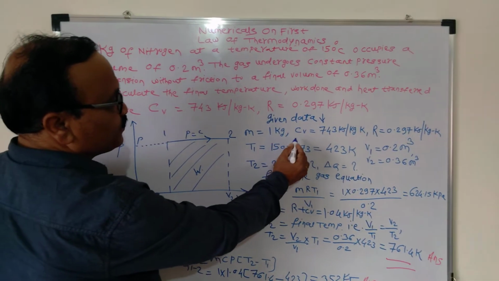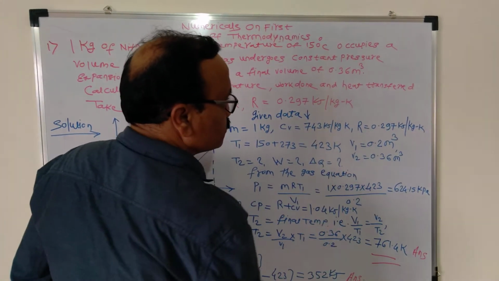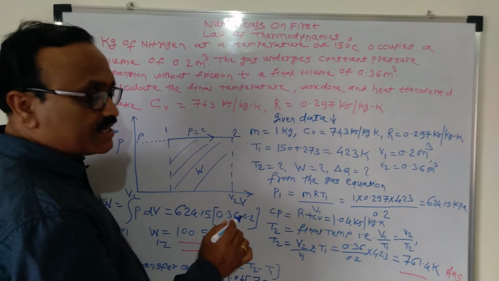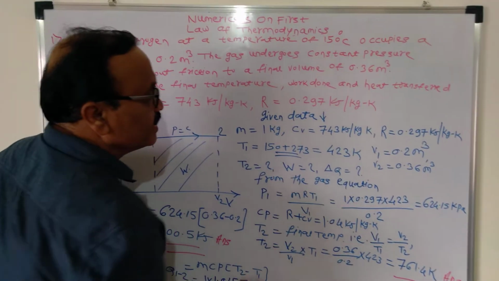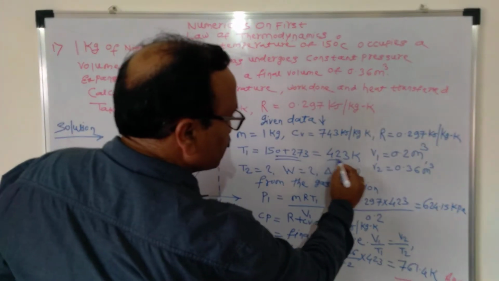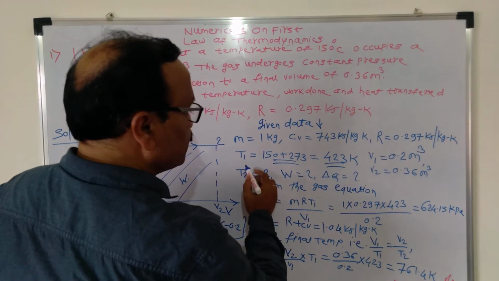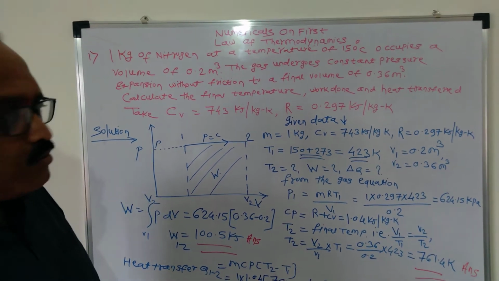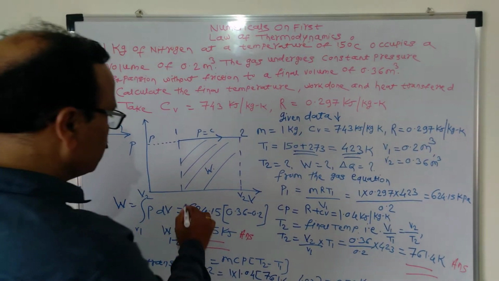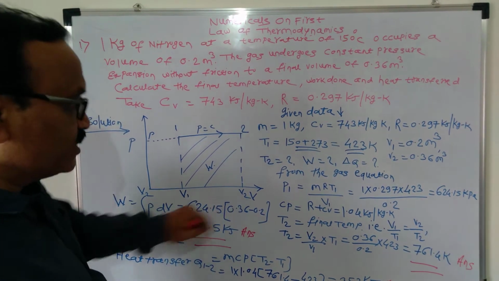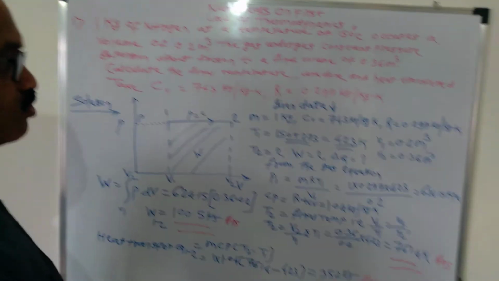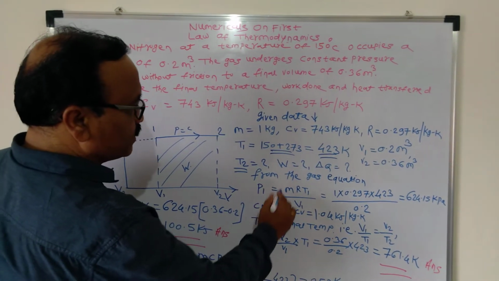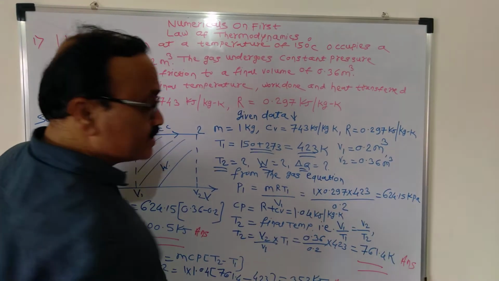Mass is 1 kg, and Cv and R values are mentioned here. T1 is 150, given in degrees Celsius. We have to convert it to Kelvin, so that is 423 Kelvin, the temperature at the initial stage. V1 and V2 are already given in the problem; this is V1, this is V2. So we have to find out T2, the final temperature, work done, and delta Q, that is heat transfer.